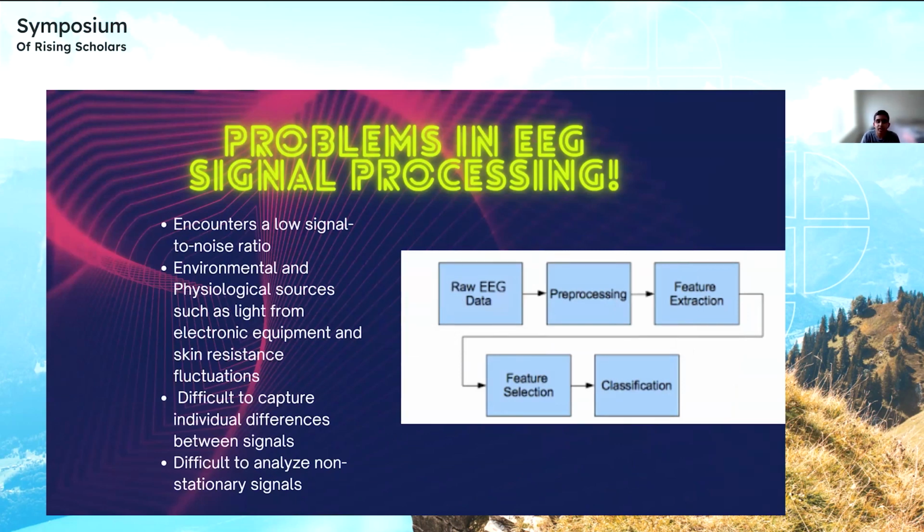Now, however, there are many problems in EEG signal processing. Firstly, it encounters a very low signal to noise ratio. What I mean is that when the EEG collects raw data, there's a high noise that interferes with the EEG recordings, and this noise can originate from the surroundings of the EEG.